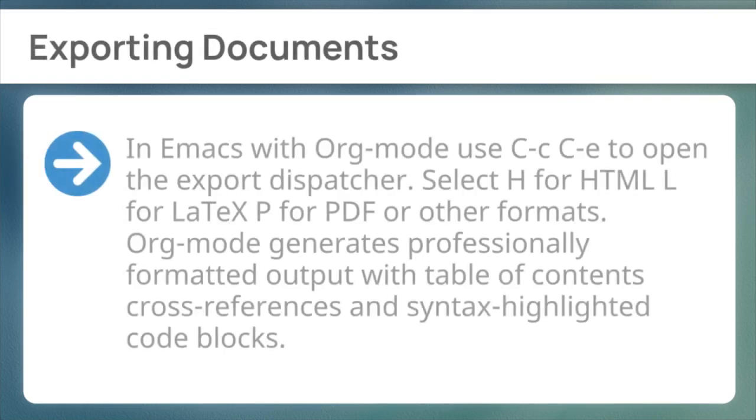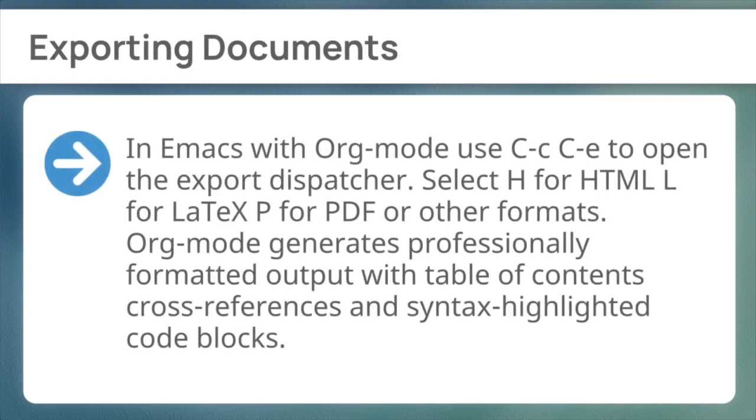Next, exporting documents. In Emacs with org mode, use C-c C-e to open the export dispatcher. Select h for HTML, l for LaTeX, p for PDF or other formats. Org mode generates professionally formatted output with table of contents, cross-references, and syntax highlighted code blocks.